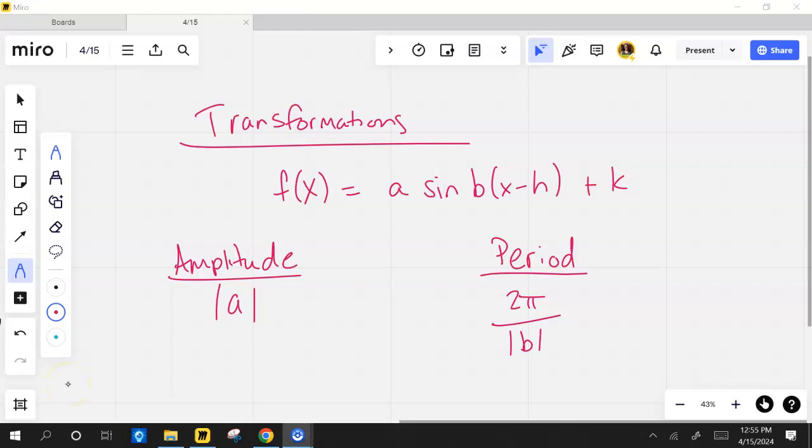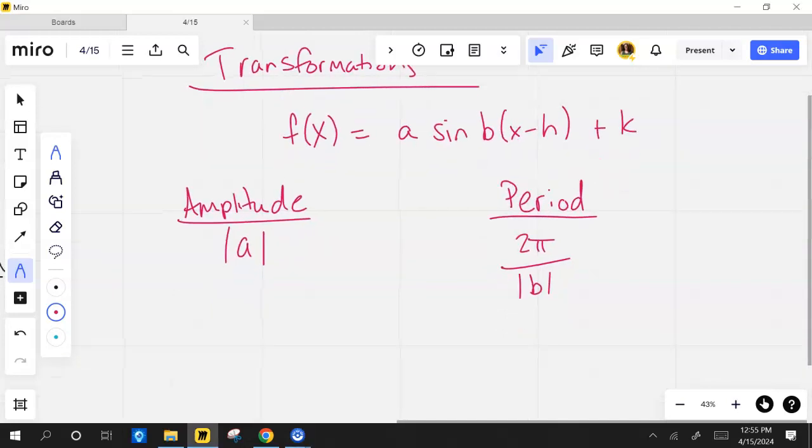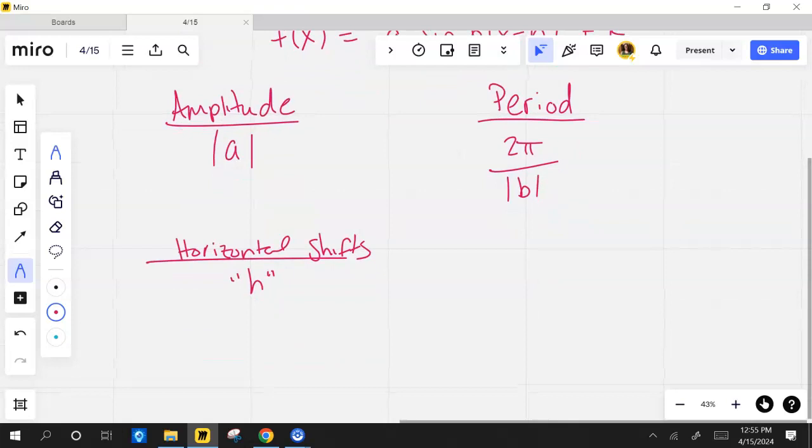Horizontal, just so you remember, horizontal shifts. Your H. What's it say? Phase shift, horizontal. This is your H. And remember, H is always my opposite. So if it's negative, it moves to the right. If it's positive, it moves to the left. If it's missing, it stays put. It doesn't move at all.